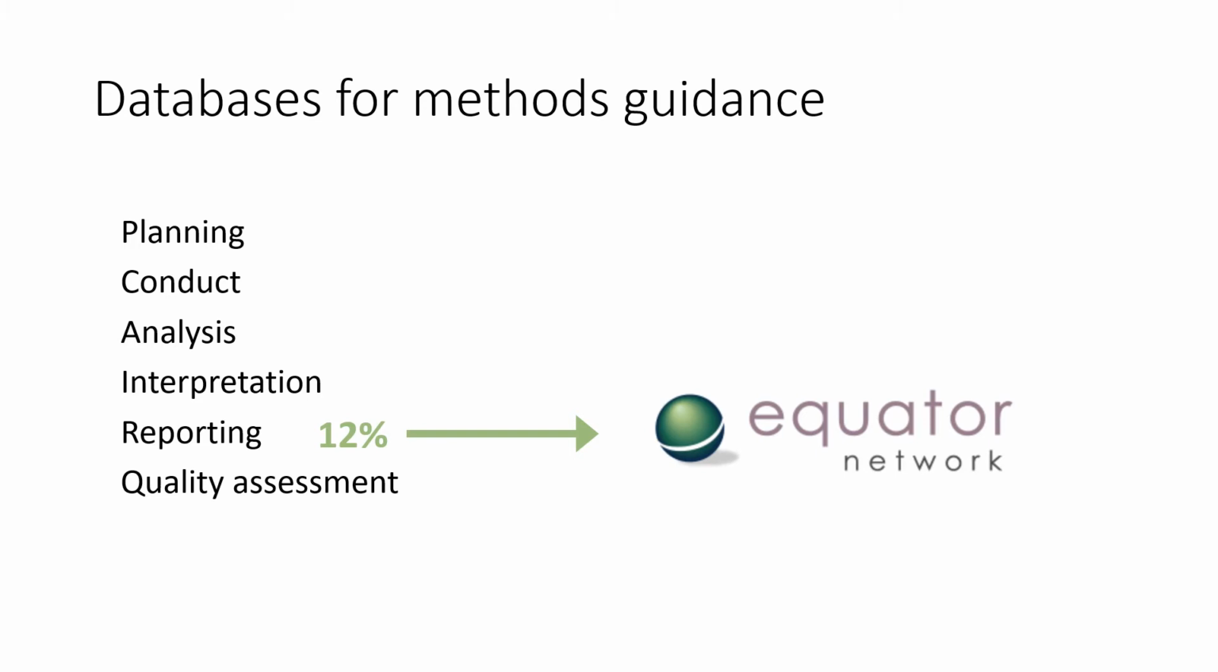Reporting guidelines, for instance, which are around 12% of methods guidance published, seem to be the only type of guidance documents that are systematically organized through the Equator network. The remaining guidelines, 88%, are hidden in Medline and cannot be easily identified.